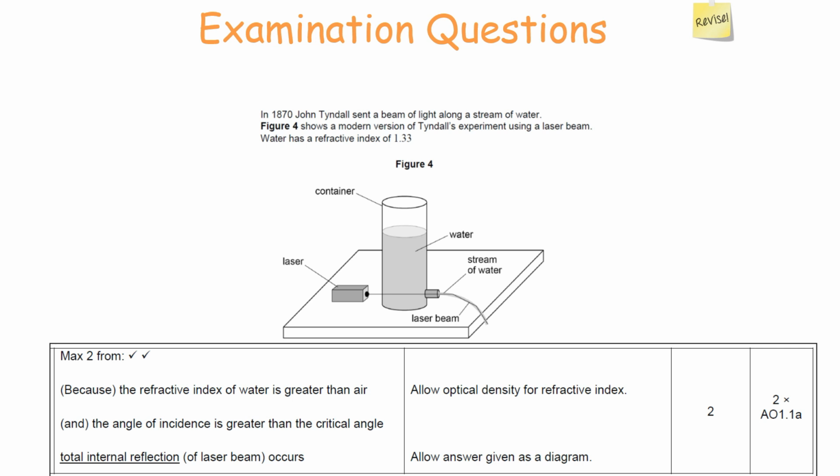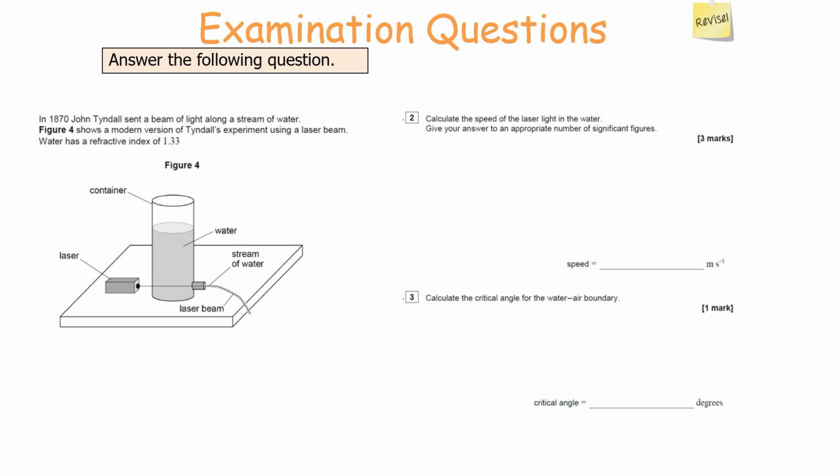So you could say that the refractive index of water is greater than air, because that's actually a condition of total internal reflection: the refractive index of the material which carries out total internal reflection must be greater than that of the refractive index around it. Or you could say that the angle of incidence is greater than the critical angle, because that's the other condition which would allow for total internal reflection. Let's have a look at the next question.